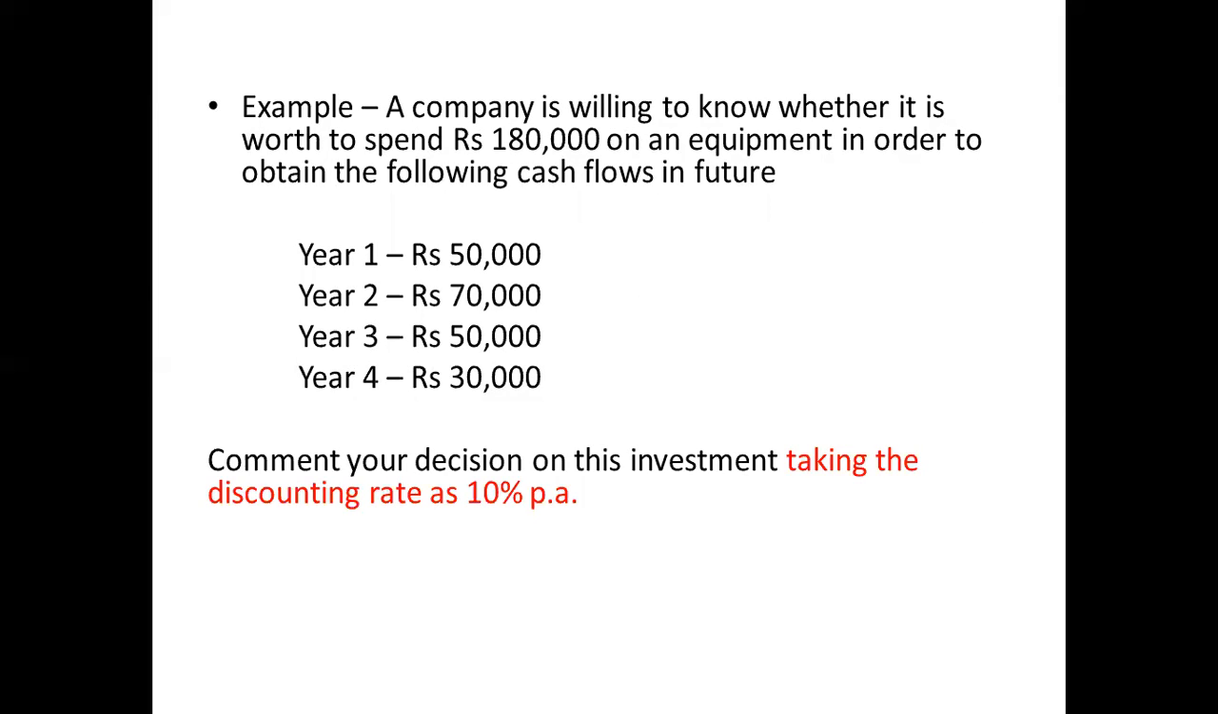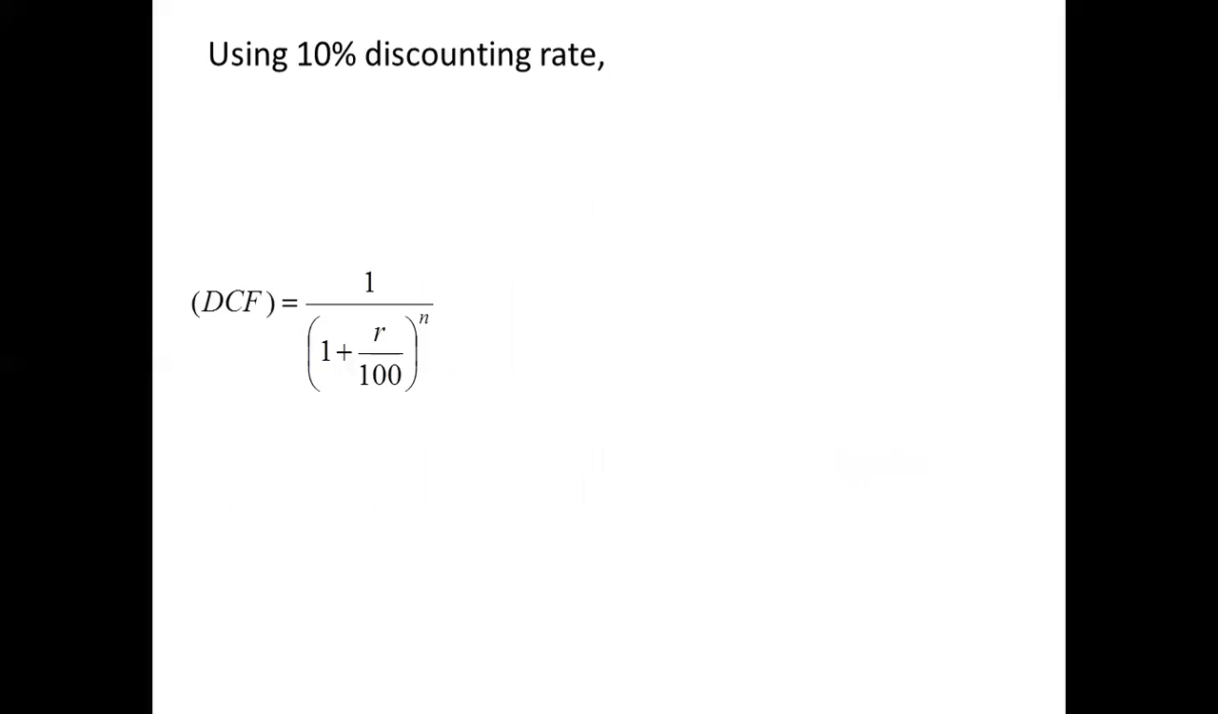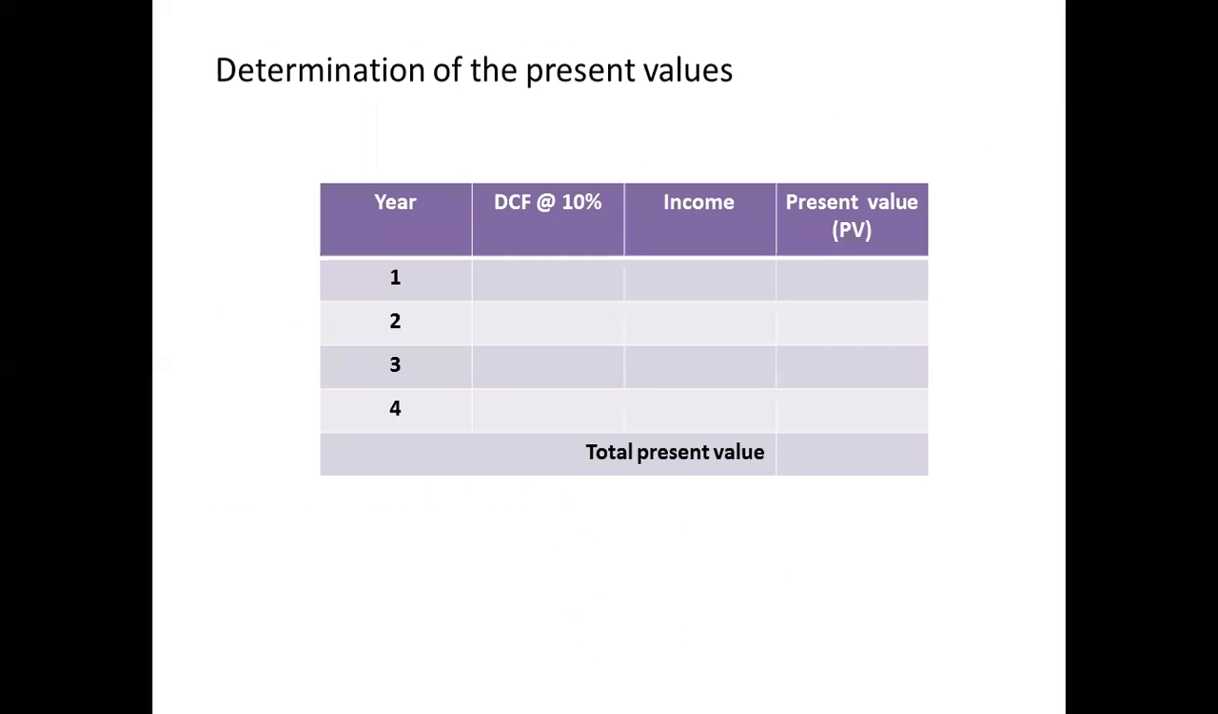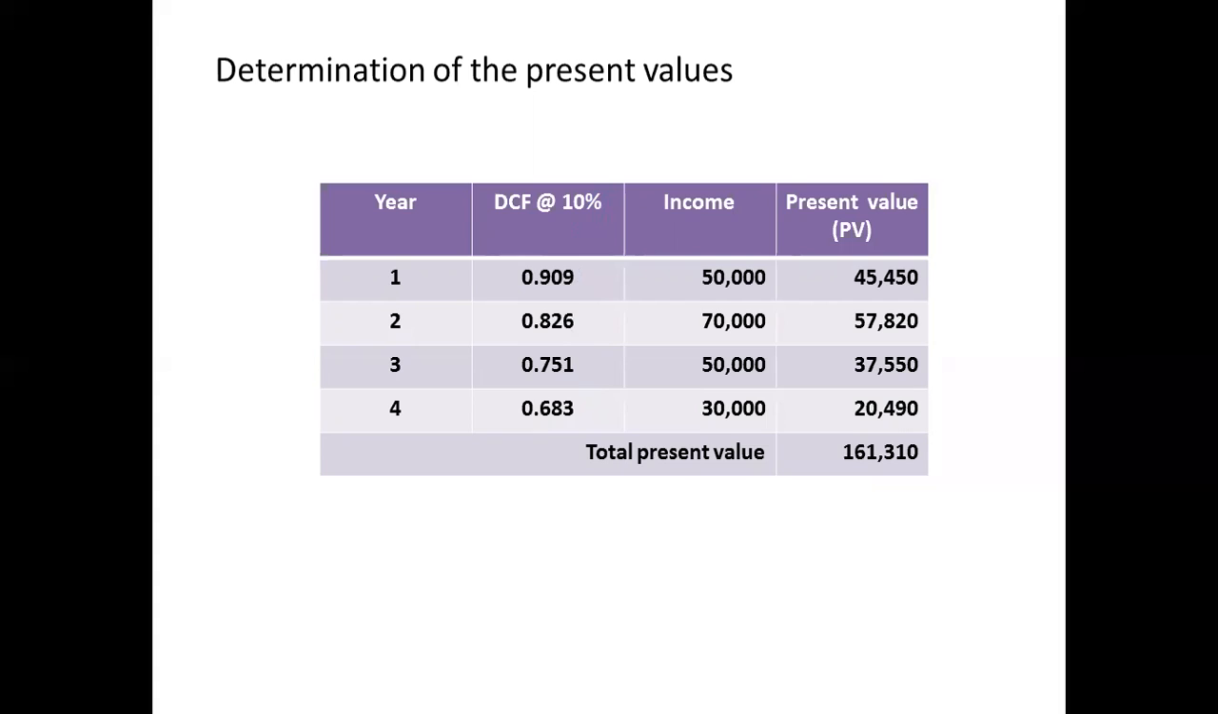Let us now consider the problem with a 10% discounting rate. We will be using the formula we discussed to find the present values. It will be easy if the discounting factors for each year are found beforehand as shown in the slide. We can then fill the following table. We have already found their discounting factors in the previous slide. Try to do it by yourselves and compare the figures.